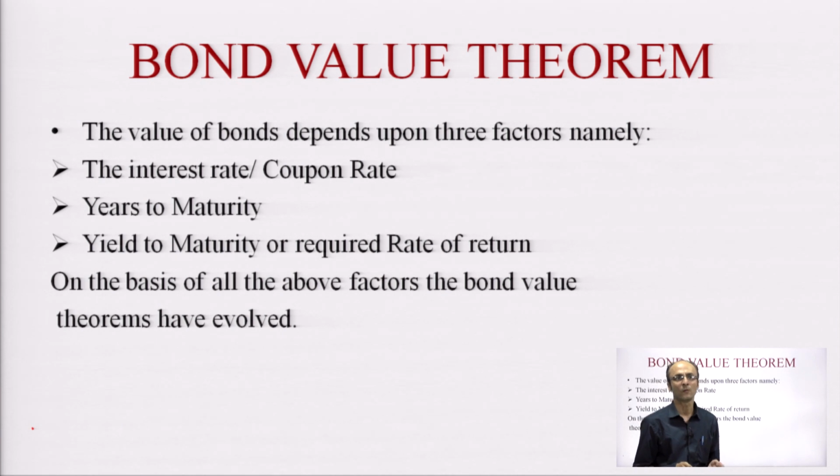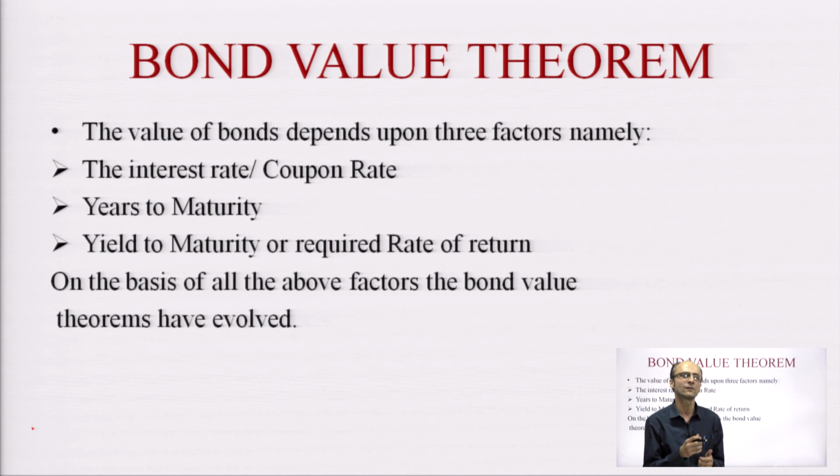Bond value theorem: the bond value depends on factors, namely the interest rate or coupon rate, years to maturity, and yield to maturity or required rate of return. One by one we will be discussing all these factors and we will see how these factors actually affect the value of the bond. First factor is interest rate or the coupon rate. As we know, the bond has a specific feature. If you are a bond holder, you will get a specific percentage of interest on yearly basis. Now, this interest has a great impact on the value of the bond.